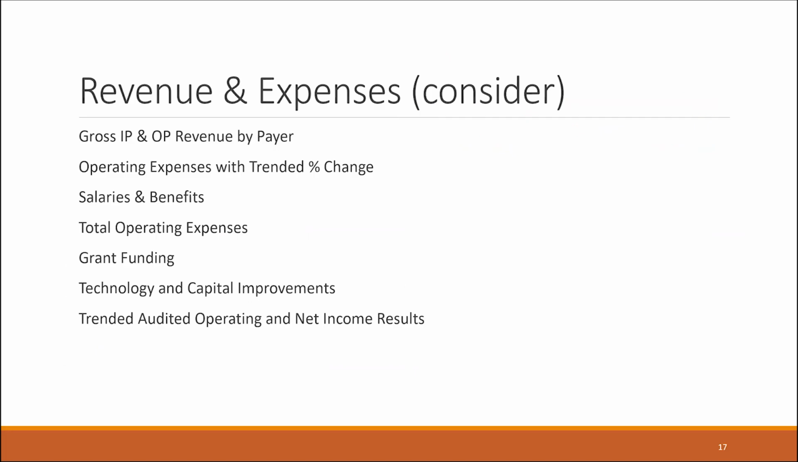And then our revenue and expenses, some things to just kind of consider: our inpatient and outpatient revenue, what kind of shifts did we see over the last year, our operating expenses, especially during our real high influx of COVID. Some areas experienced it very early on, others experienced it very late, so we can see that uptick and change of when things occurred. Salaries, benefits, grant funding, definitely focus on some of the grant dollars we received and demonstrate the value that they provided us as small and rural hospitals, critical access hospitals. Our technology and capital improvements, especially when it comes to telemedicine, and what we were able to enhance. And then any trended, audited operating and net income results.